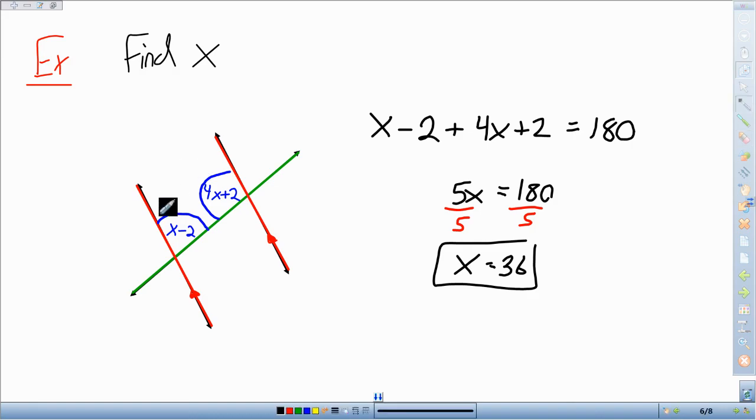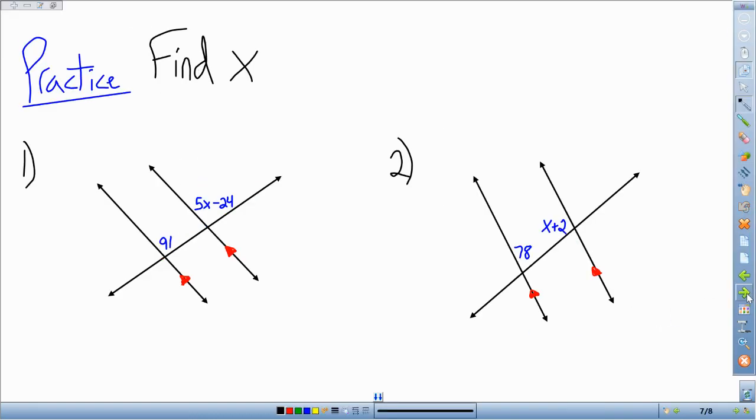All right. So just things to keep in mind if they had asked us to plug these numbers in, but they didn't. All right, so I'm going to have you go ahead and try a couple of these on your own. Be careful, first identify what type of angles you have, and then figure out what kind of equation you need to make to solve for x. Okay, try both of these out.